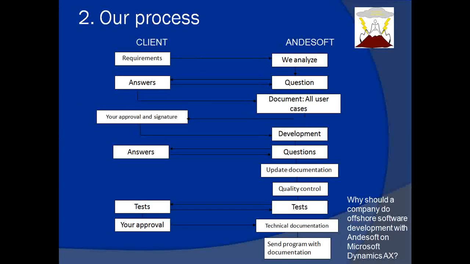Our process is very simple. We receive your requirements, we analyze them, we have question and answer sessions, and we write a document with all the use cases we think you are going to test when we give you the development. You check this document, approve it, and sign it. After that, we develop it. After that, we have questions and answers. We update the documentation and do our inside quality control. We test it with you. After you approve it, we do technical documentation and we send you the program with all the documentation done.